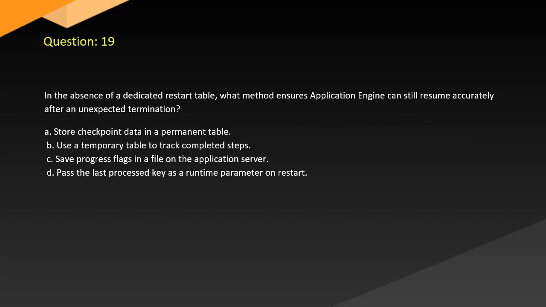Question 19. In the absence of a dedicated restart table, what method ensures Application Engine can still resume accurately after an unexpected termination? A. Store checkpoint data in a permanent table. B. Use a temporary table to track completed steps. C. Save progress flags in a file on the application server. D. Pass the last processed key as a runtime parameter on restart.